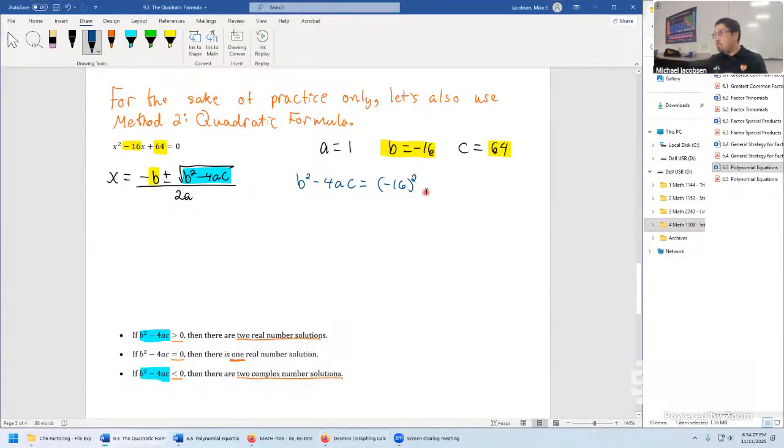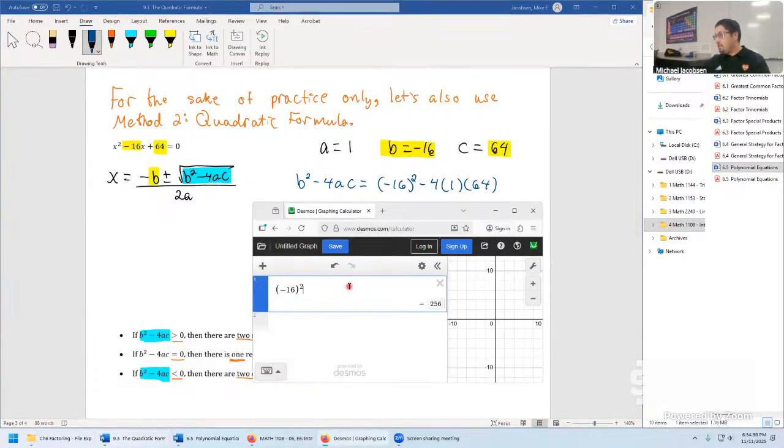So next part is minus 4 times a, which is 1, times c, which is 64. And while we have the calculator pulled up, let's just put this all in the calculator. Negative 16 squared minus 4 times 1, that doesn't really have to go in the calculator. We know it's just negative 4, but just for the sake of matching up what your calculator might look like, here it is all typed out. This is really just 256 minus 256. So it does indeed come out as a 0 altogether.